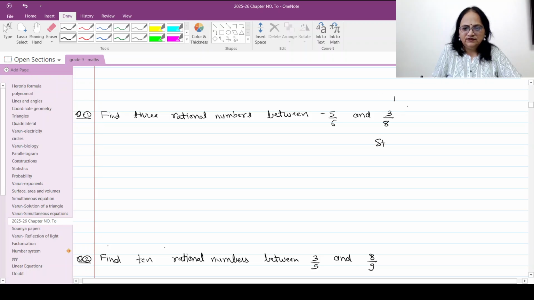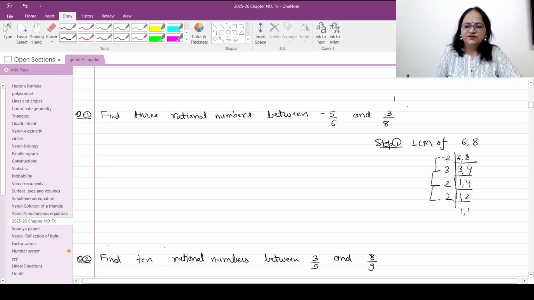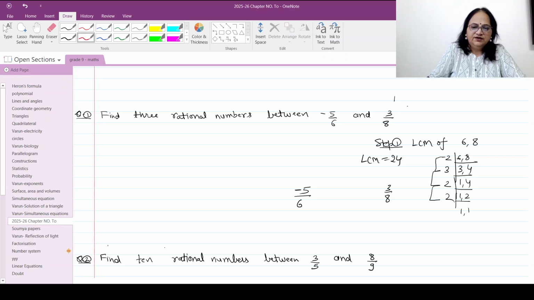Step 1. LCM of 6, 8. 2 3s are 6, 2 4s are 8, 3 1s are 3. Okay. So 2 3s are 6, 6 2s are 12, 12 2s are 24. What is our LCM? 24. Now I will make both the denominators. I have two rational numbers. I will make both the denominators equal to 24.